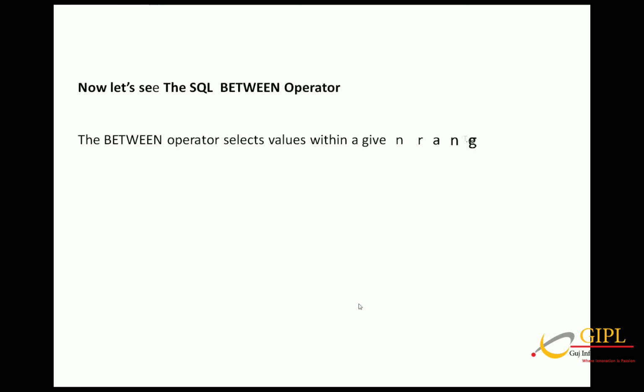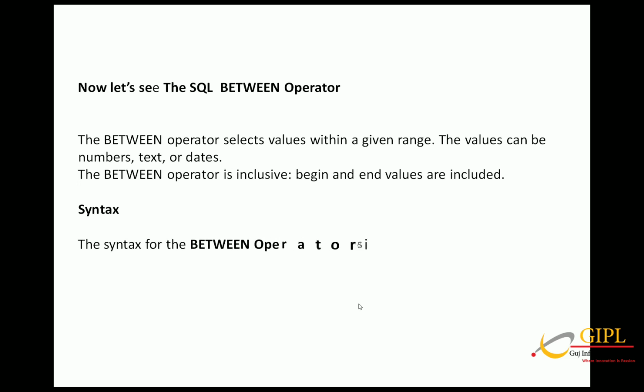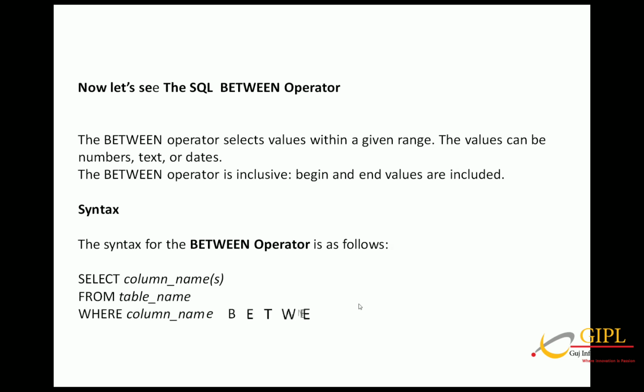Let's see the SQL between operator. The between operator selects values within a range. The values can be numbers, text, or dates. The between operator is inclusive: begin and end values are included. Syntax. The syntax for the between operator is as follows. Select column name from table name where column name between value 1 and value 2.